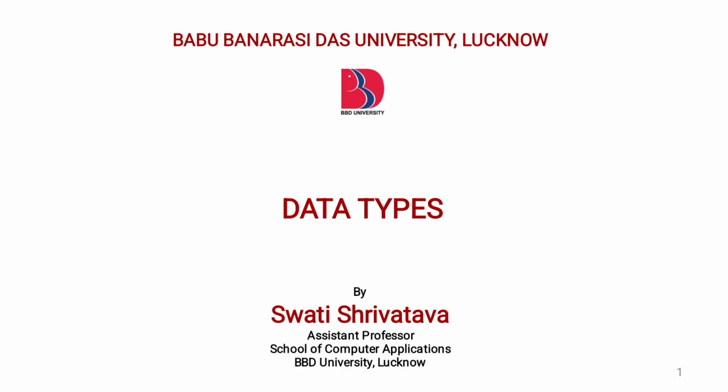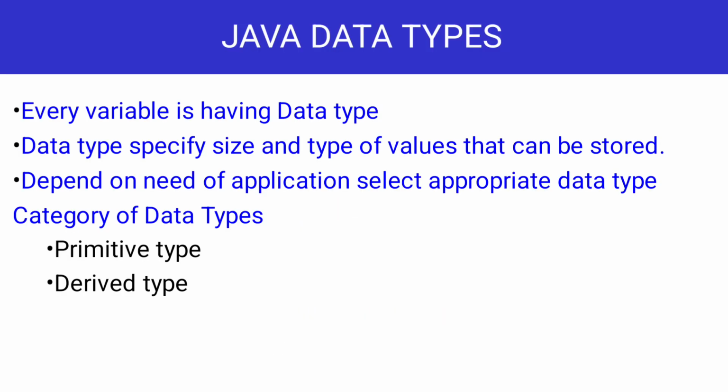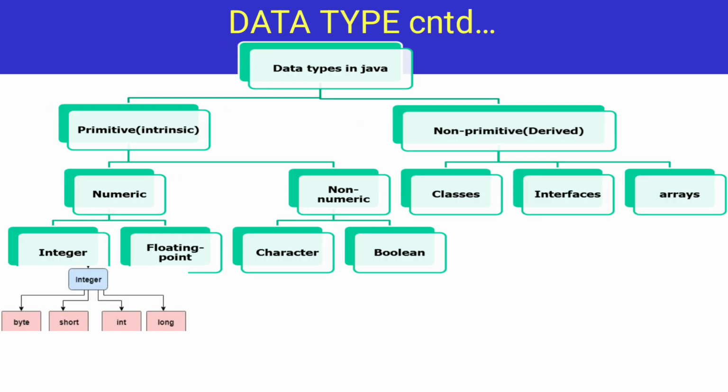Now the topic is data type. What is data type? Data type is used to identify the type of data. Every variable has a data type. Data type specifies the size and the type of value that can be stored, depending upon the application. Select the appropriate data type. The category of data type can be divided into two parts, that is primary data type or secondary data type, or we can say primitive or non-primitive data type.